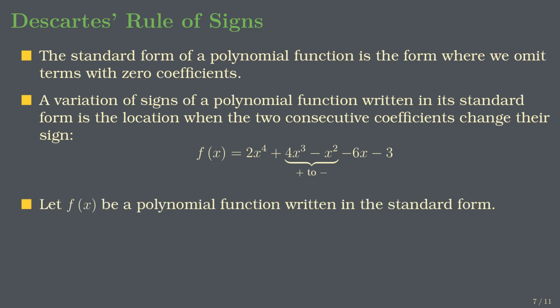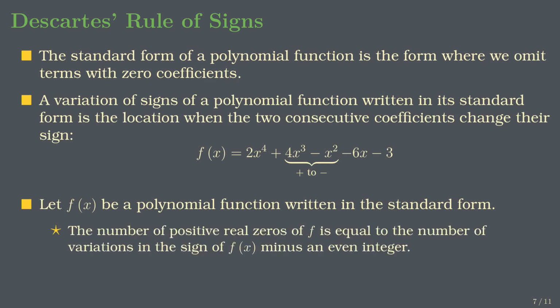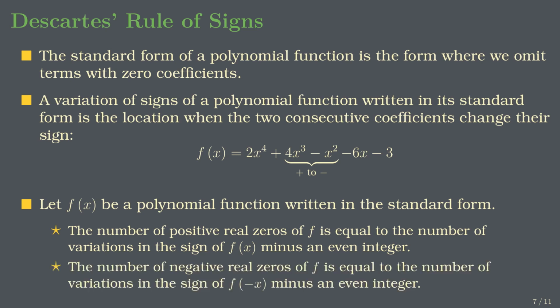So Descartes' rule of signs states as follows. The number of positive real zeros of a polynomial function f is equal to the number of variations of sign inside f(x), minus an even integer, and the number of negative real zeros of f is equal to the number of variations inside f(minus x), minus an even integer.